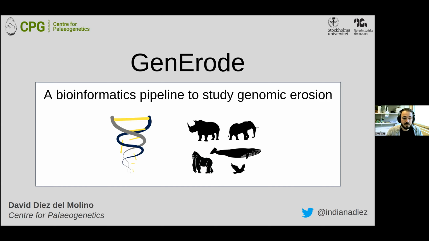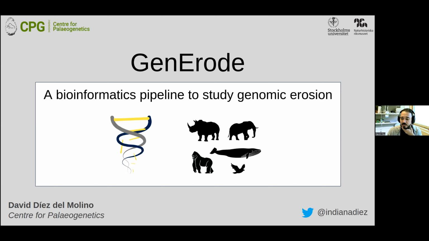I also don't know very well how to present a pipeline, which is a bioinformatics tool. So I'm going to talk a lot, or mostly, about the topics that made us think about developing this pipeline. As I said, this pipeline is designed for studying genomic erosion patterns in endangered species.